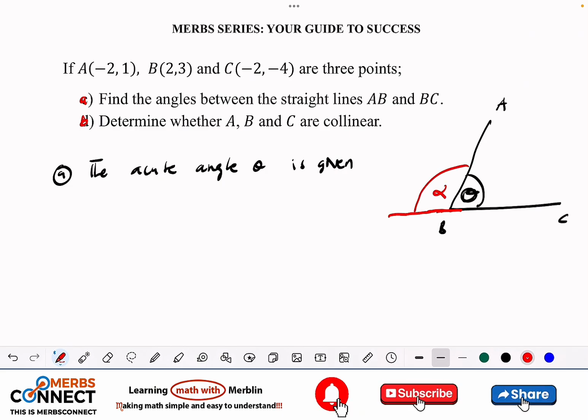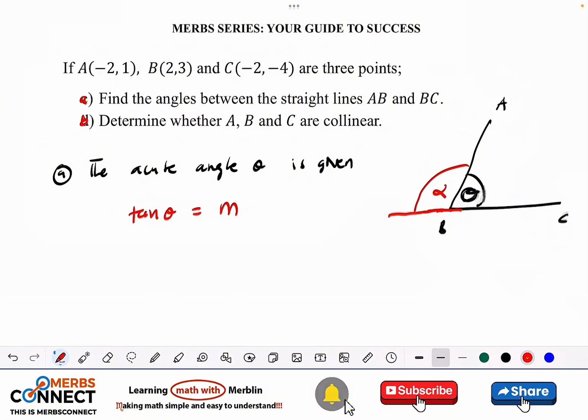So the alpha is, when we are done finding the acute angle, we can use that one to find it. Now, how do we find the angle for this? Remember the trick formula that I gave you. I said the slope is equal to tan theta, right? So this one is given by tan theta is equal to the slope.